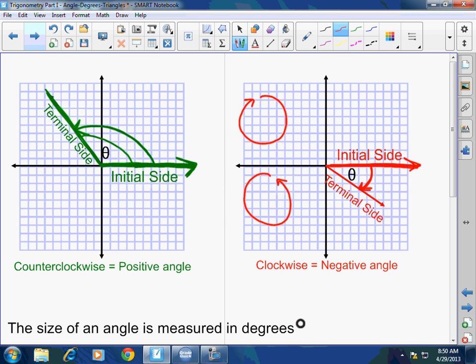All right, so we know that if we go counterclockwise, we're talking about a positive angle. If we go clockwise, we're talking about a negative angle. And just so you guys can visualize what's going on, because sometimes it's a lot easier to visualize things, let's just go ahead and put this here. And then let me clone that. And then let me go ahead and do this here.